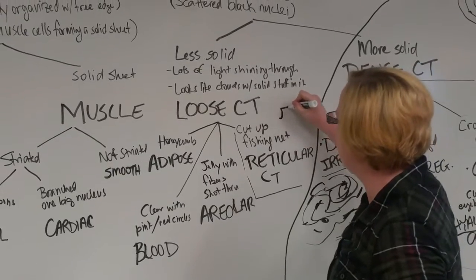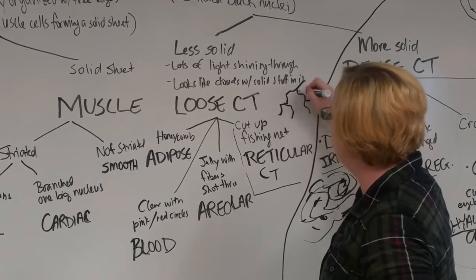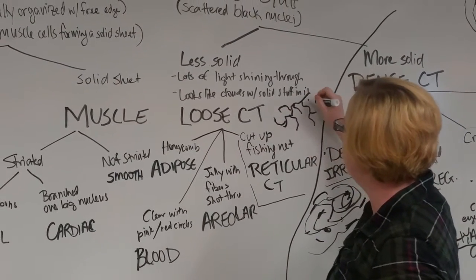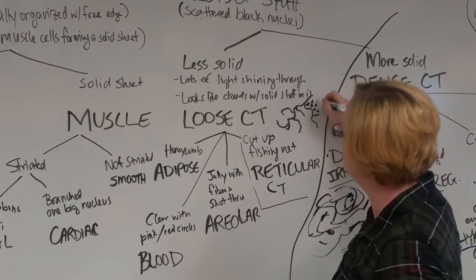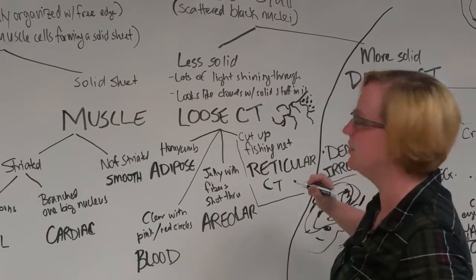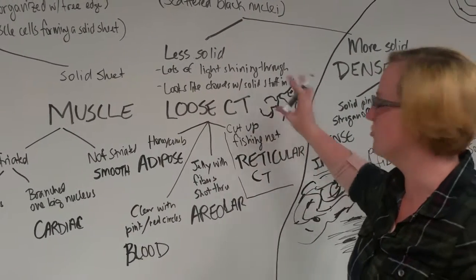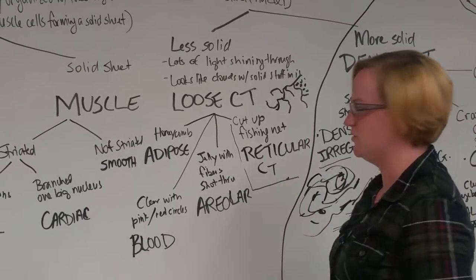So you'll see these angular branches shooting out, but it looks like a black cut up fishing net, and you'll see little cells inside that are clear, usually a pink color, but sometimes amber. They're little ball-like structures that are strewn throughout that cut up black fishing net. So there you go, that's reticular connective tissue.